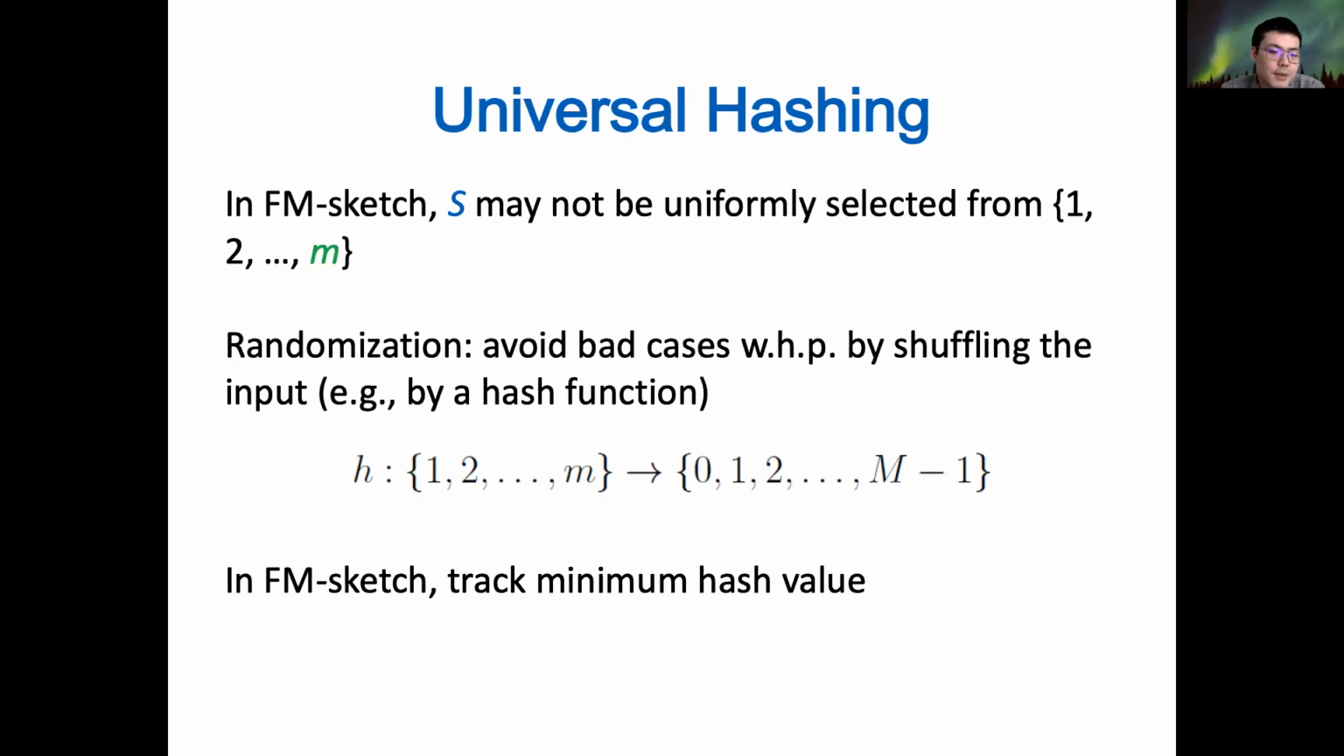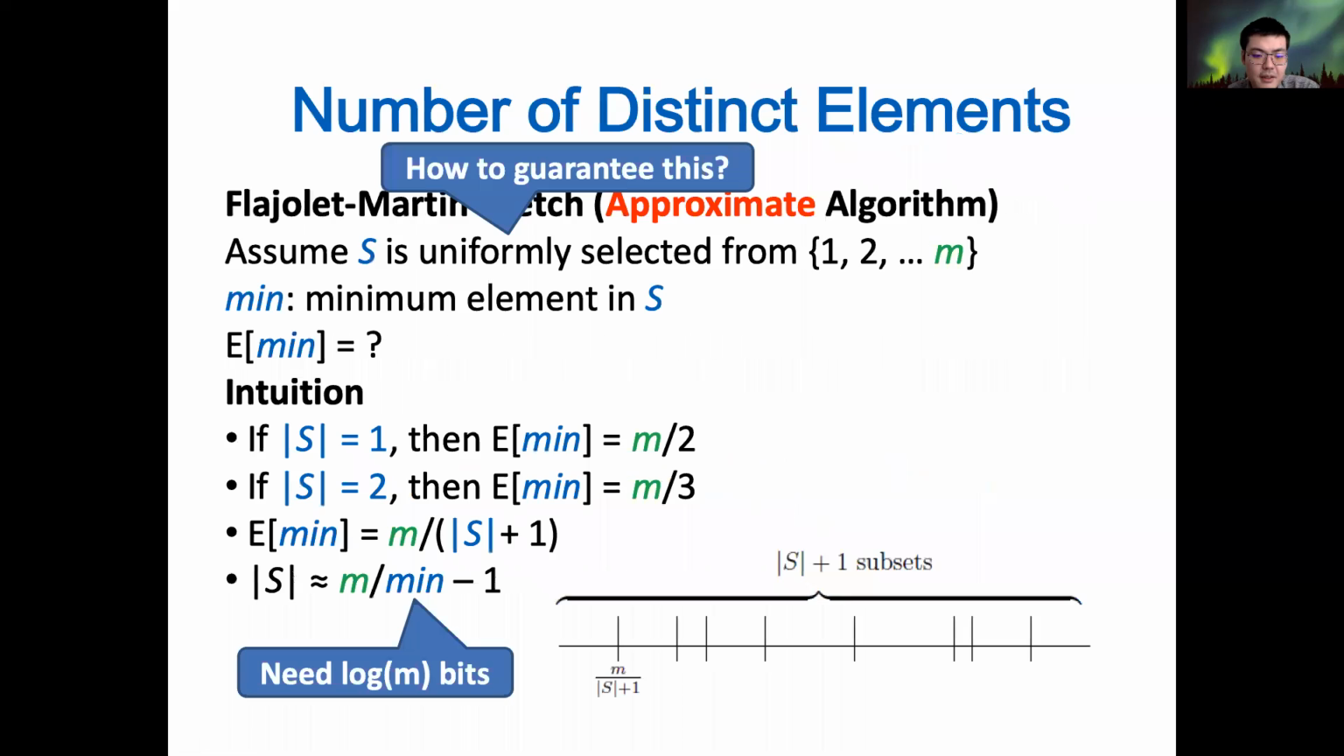So then in the FM sketch, we track the minimum hash value. We first decide on a map like this, and we track the hashed value, like 500,000 and 2/3 of a million. So 500,000 is smaller, and the minimum here is actually the hash value, because we assume it's uniformly distributed after hashing.